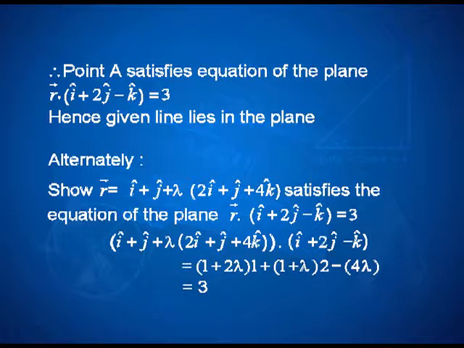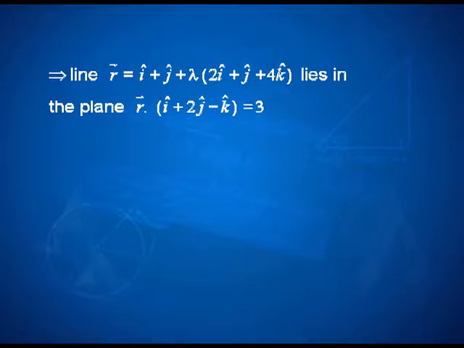So, here if I replace r in the equation of the plane with the r vector of the line, I get the dot product turning out to be 3. Irrespective of lambda, the position vector of any point of the line satisfies the equation of the plane, and therefore, the given line lies in the given plane. So, that is a one step alternative to our problem.